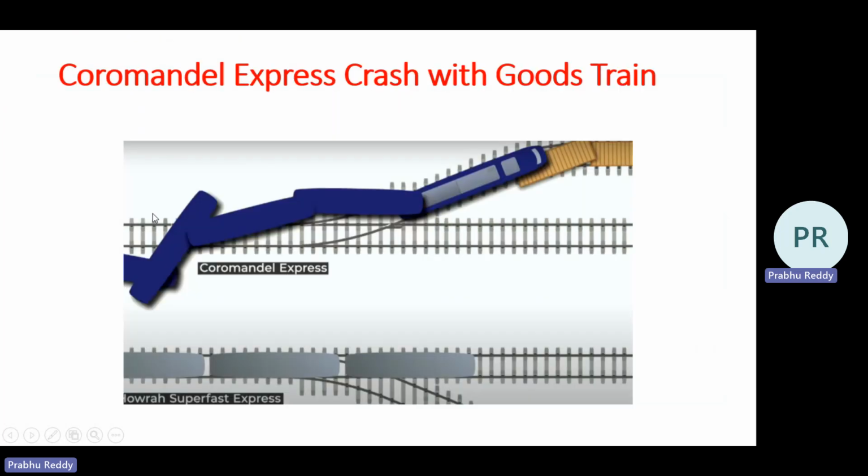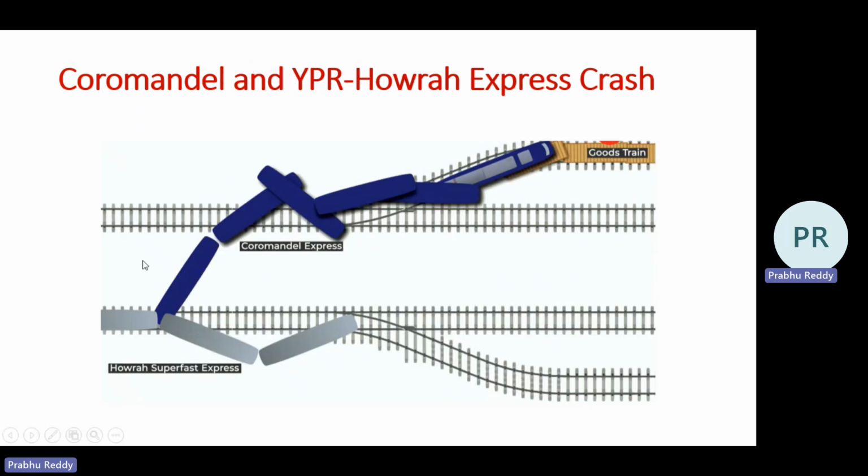In the next moment, what exactly happens? The Coromandel Express moves continuously and hits the goods train here. As a result, some coaches of the Coromandel Express derailed. Those derailed coaches or compartments hit the last two compartments of the Yeshwantpur-Howrah Express. This is what exactly happened during the Odisha train crash.